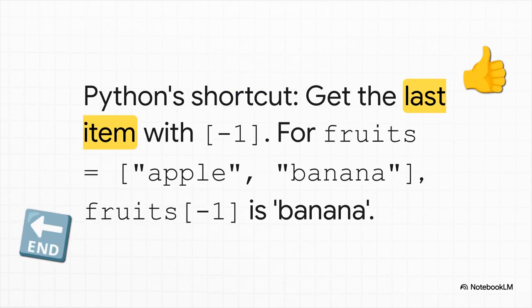Now, this is one of my favorite little tricks in Python. What if you want the last item? You could figure out how long the list is and do some math, or you can just use -1. Yep. -1 always gives you the last item. -2 gives you the second to last, and so on. It's such a clean, elegant shortcut. You're going to love it.